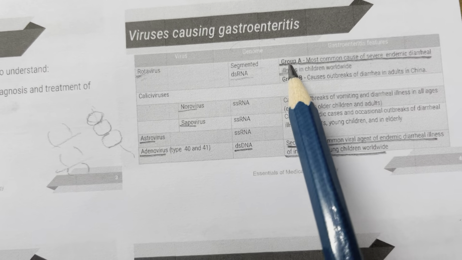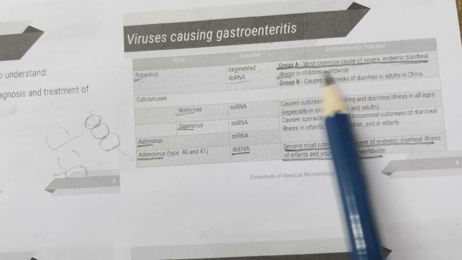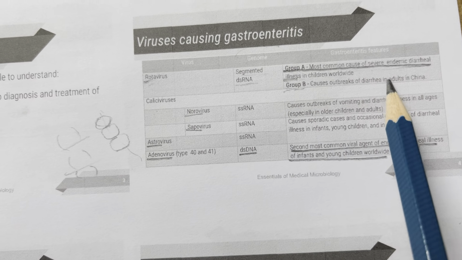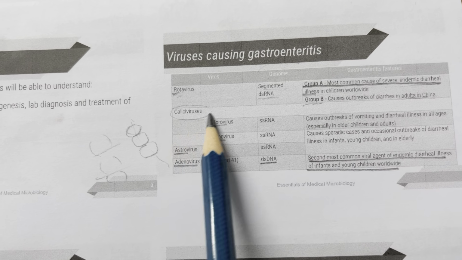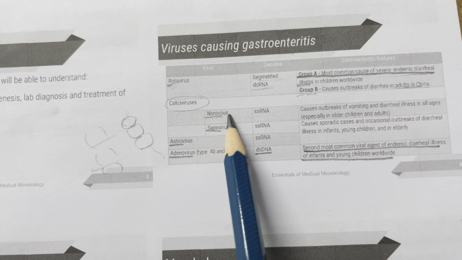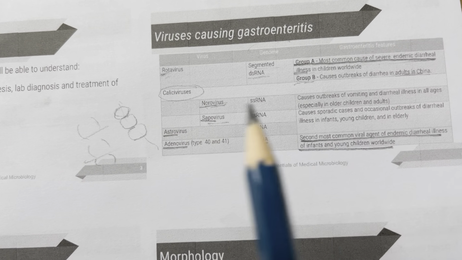So you have group A and group B. Group A is the most common cause of severe endemic diarrheal illness in children worldwide, and group B causes outbreaks of diarrhea in adults in China. Okay, then you have the caliciviruses, and the two major genera are noroviruses and sapoviruses.